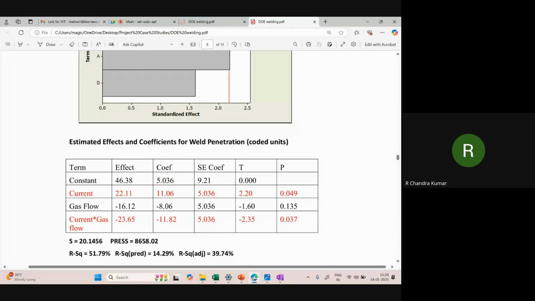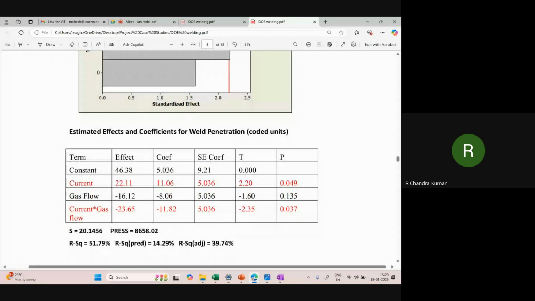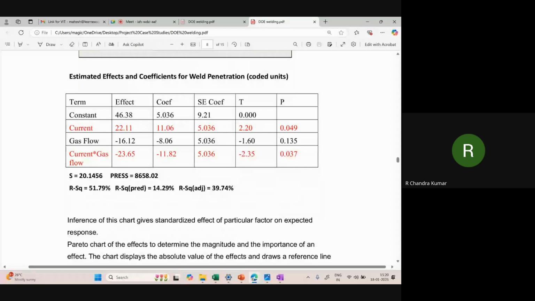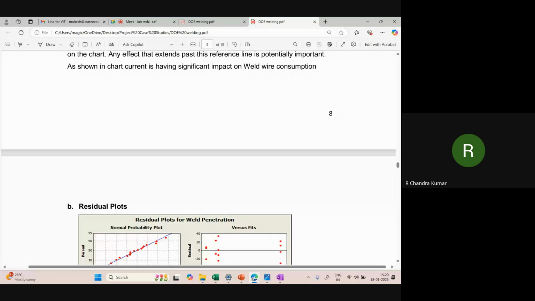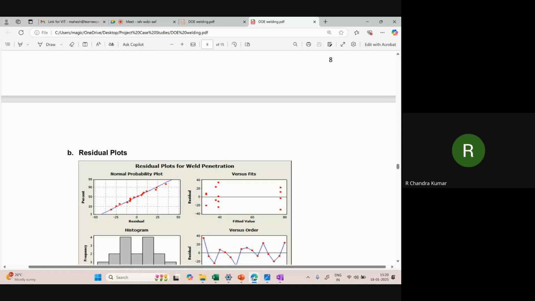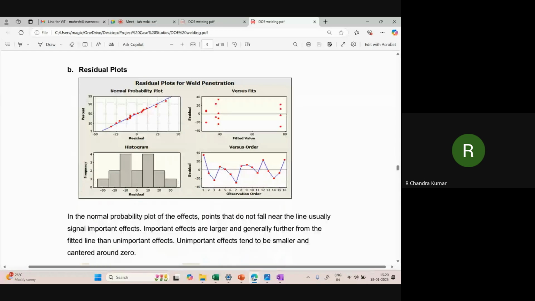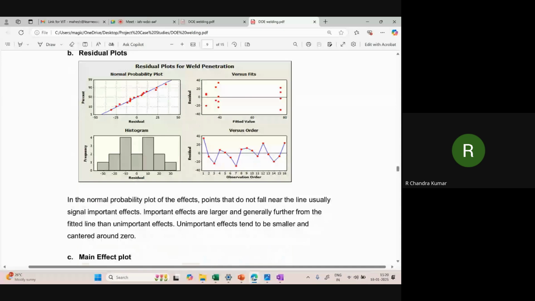That's what it shows. Likewise, for individual effect like weld penetration, which is one of the results or Y, then R square adjusted, these things are seen, and why there is an interaction is studied. Then residual plot is made. This is called 4-in-1 plot. I'll not get into theory, but this is the kind of analysis that is done.